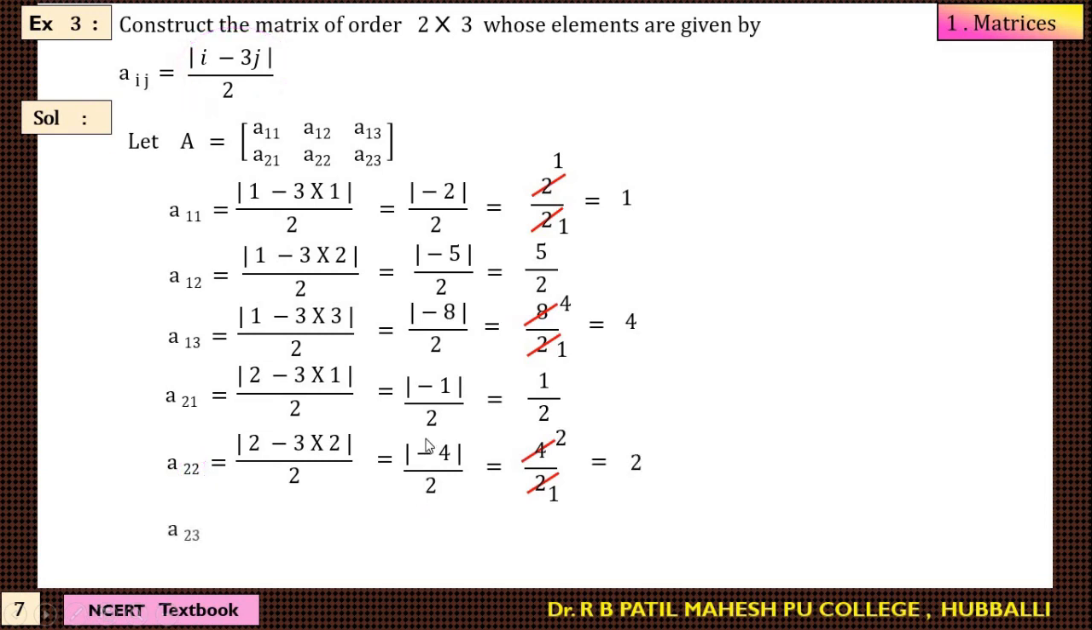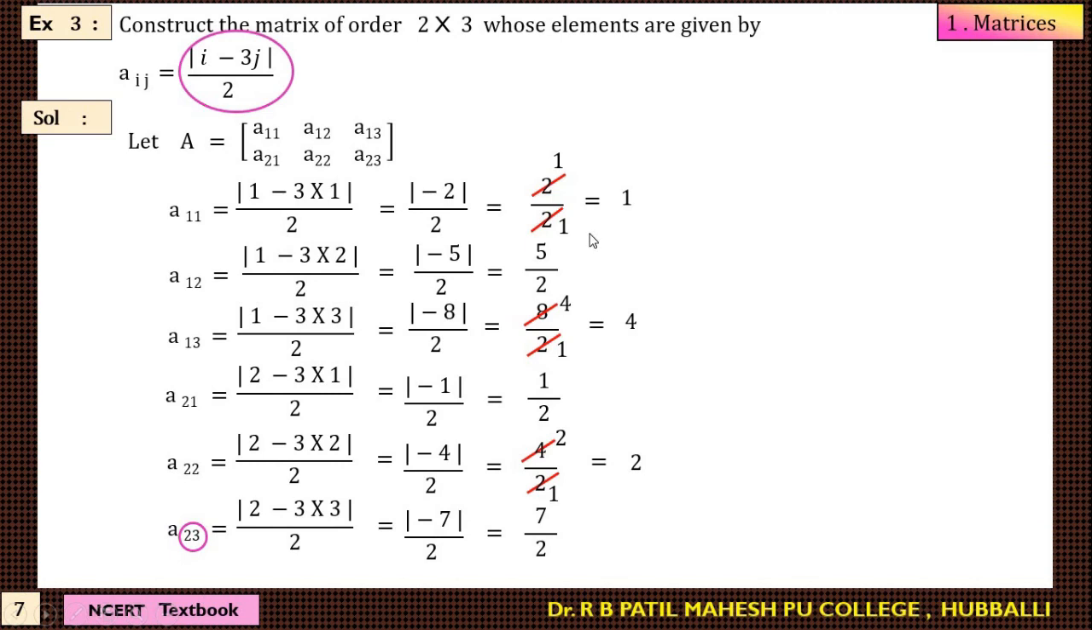So the next and last element is A23. In this A23, the subscript is 2, 3. I is 2, J is 3. Use this formula and simplify. Modulus of 2 minus 3 into 3. 3 into 3 is 9. 2 minus 9 means minus 7. So you will get modulus of minus 7 divided by 2, which is equal to 7 by 2.